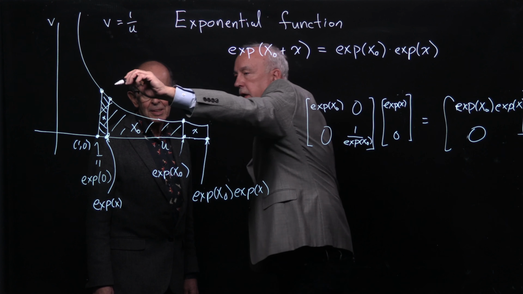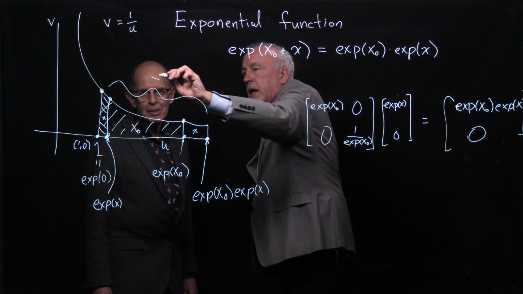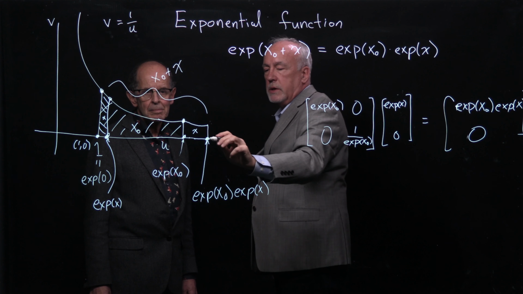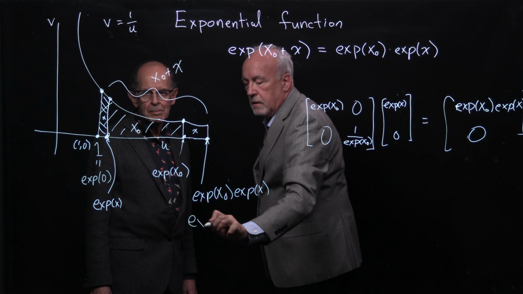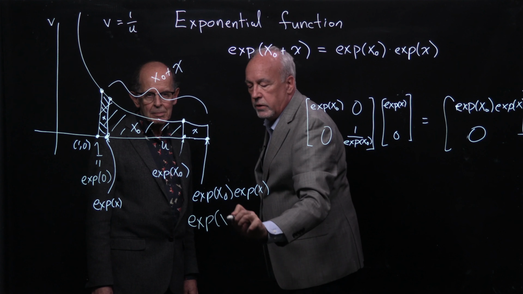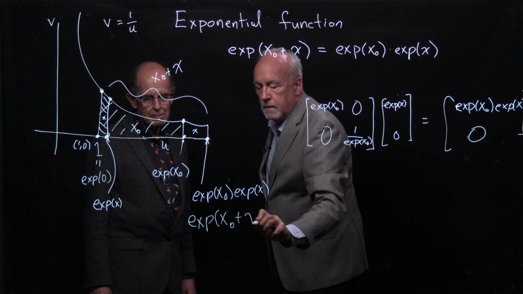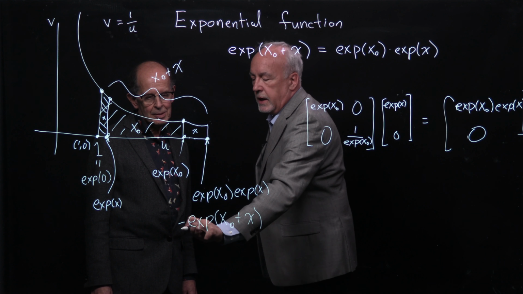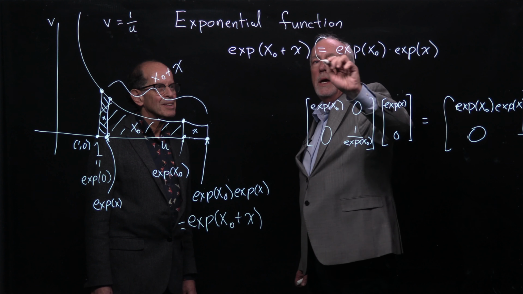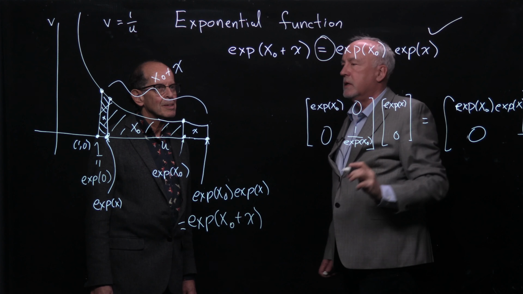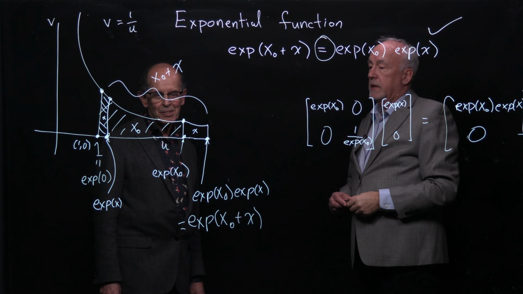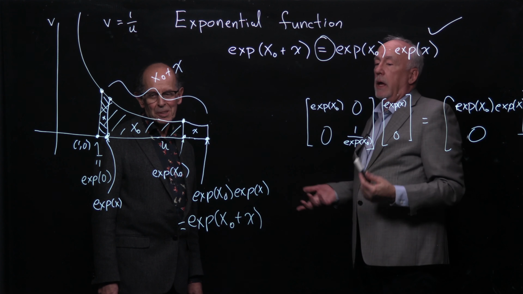The total area here then is x naught plus x. And what we saw last time was that gives this point as being the point with the corresponding area. So this guy is equal to that guy, which is what we had here. So that's why this is true. Oh, wow, that's really cool.